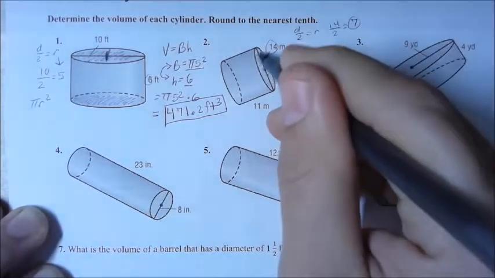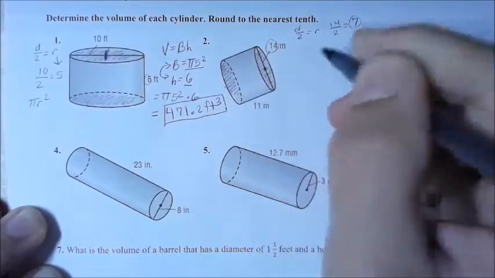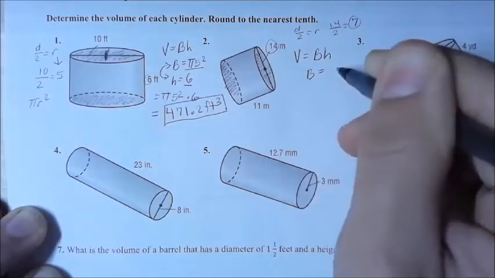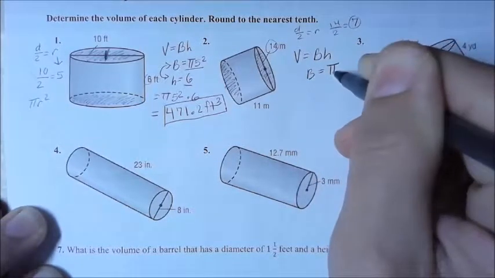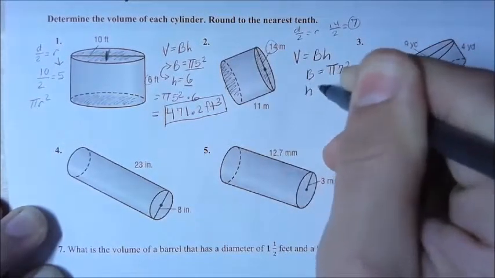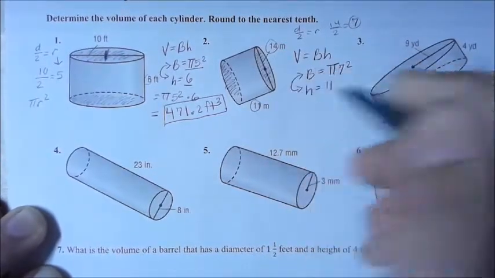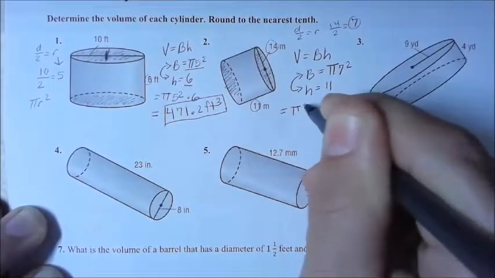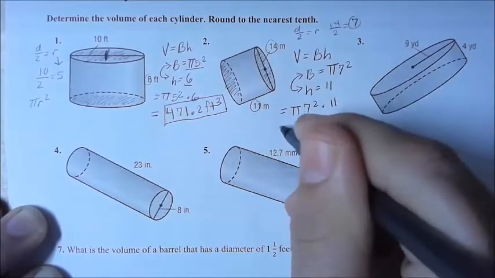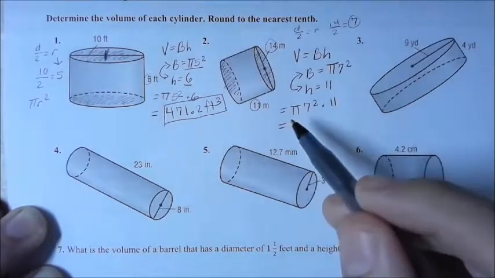And let's go ahead. I'm going to shade in my bases. We're dealing with a circle. So we have V is equal to big B times H. B is going to be pi R squared. So there's pi. My R is going to be 7, and then it's squared. And my H, my height, is going to be 11. So now I just got to multiply these together. So that's equal to pi 7 squared times 11. And I'll let you work this one out on your own and write your answer.